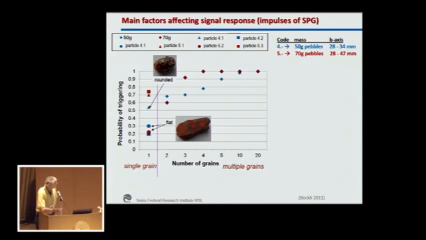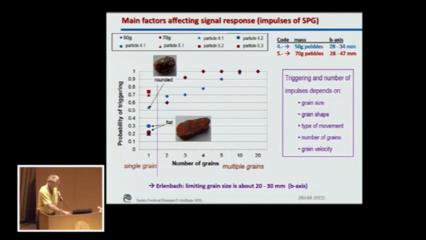Then you can also see some differences depending on the size or the weight of the particle, and also if the particles move in clusters, so there are multiple grains, this will also change the probability of detection of impulse count. And further flume experiments and also the experience from our field observations tell us that the triggering and the number of impulses we count depend on grain size, grain shape, type of movement, number of grains, and grain velocity.